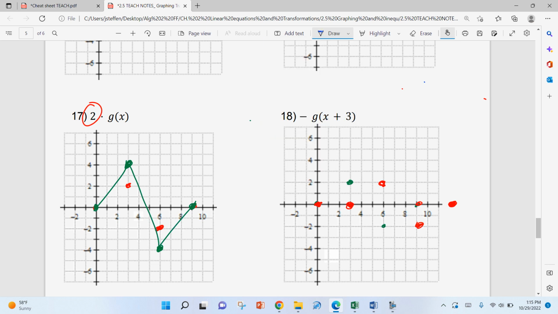And now we're reflecting it. So this one stays the same. This one comes down. This one goes up 2. Again, they're the same distance away from that axis. They're just on the other side. So now this is our graph.